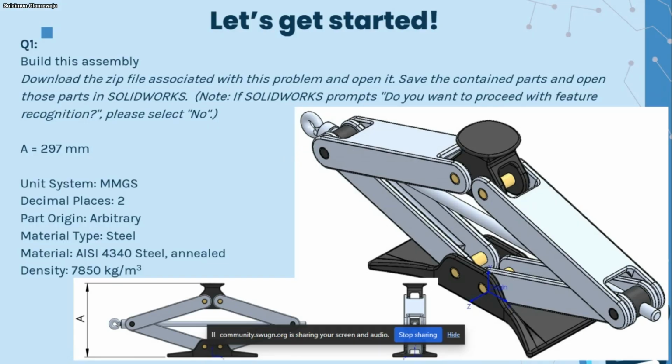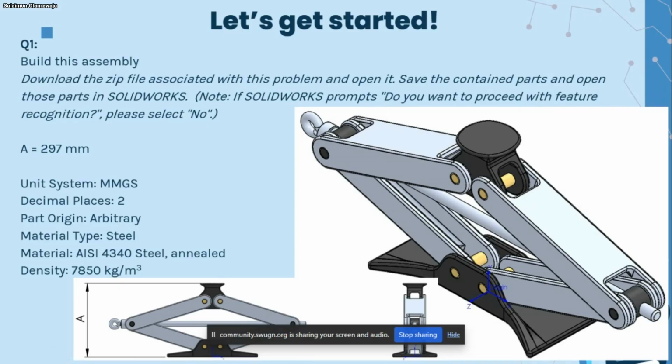First, you have to download your zip file and extract it, as I said earlier. In any CSWP SolidWorks exam, when you open the part provided, it will ask: do you want to proceed with feature recognition? Please always select no. It's very important so that it doesn't interfere with the geometry of what you are working on. Always select no.